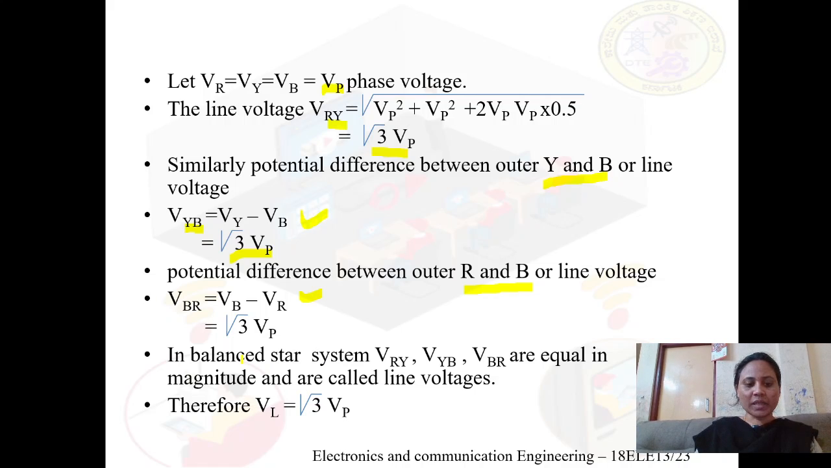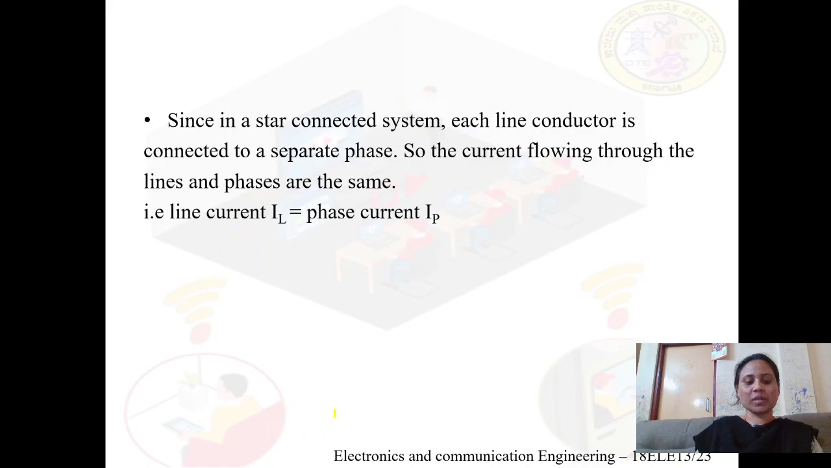And in a balanced star system, all the line voltages will have the same magnitude, and therefore let us call them VL. Therefore, line voltage is equal to root 3 times phase voltage. This is the relationship of line and phase voltages in a three-phase star-connected system. And now let us see what is the relationship between the phase and line currents.